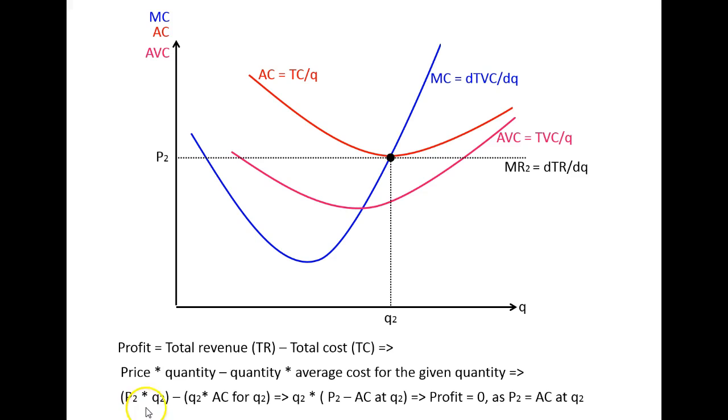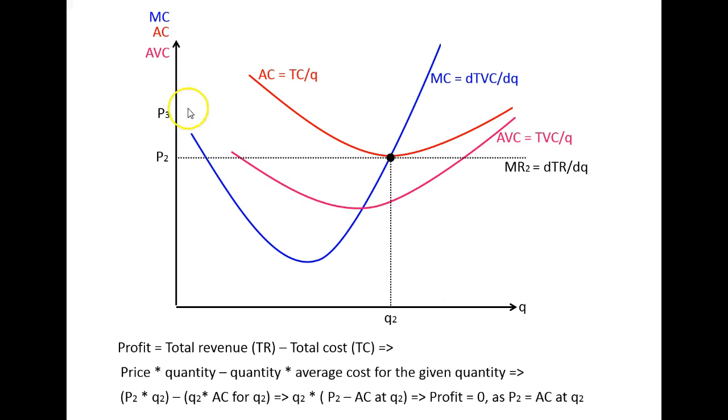And we see here P2 times Q2 minus Q2 times the average cost for Q2. So we can take out the parentheses and let Q2 be outside. So we have Q2 times P2 minus the average cost at Q2. So this is the average profit per unit times the quantity that we are producing. If the price is equal to the average cost, we have a 0 inside the parentheses. And 0 times Q2 is always equal to 0. So the total profit will be 0 in this situation.